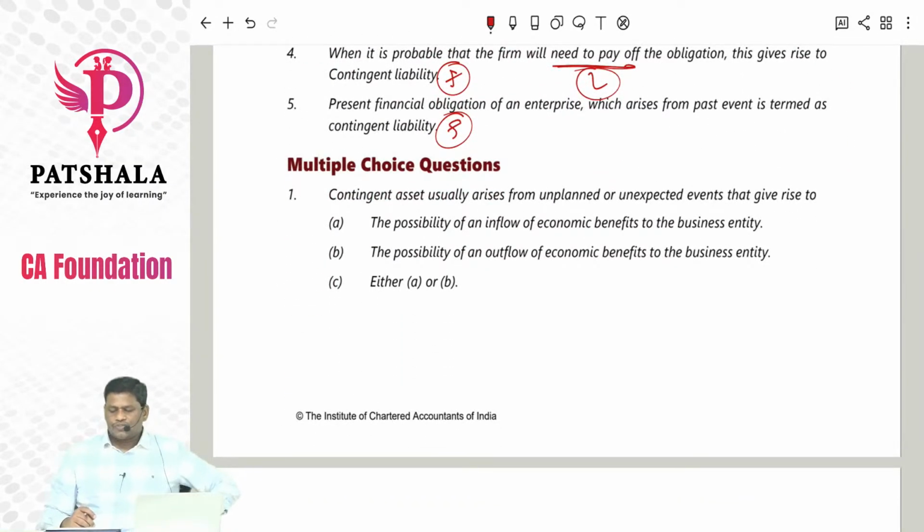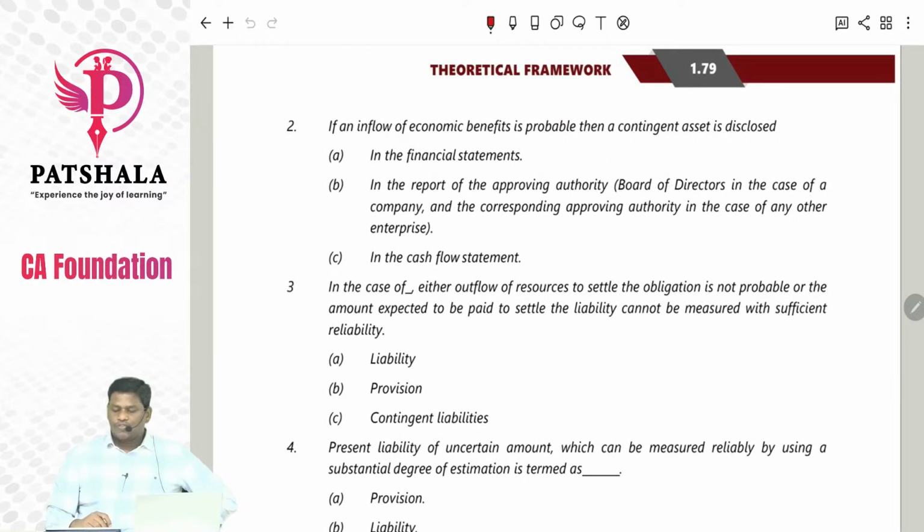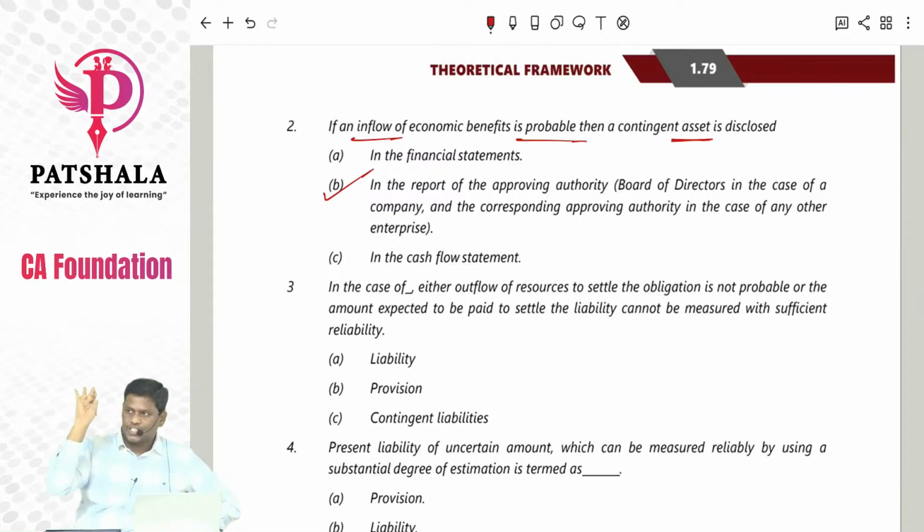Contingent asset usually arises from unplanned and unexpected events that give rise to a possible inflow. Inflow, asset, right? So the answer is A. If an inflow of economic benefits is probable, then a contingent asset is disclosed in the financial statements, report of the approving authority, or cash flow statement? When do we show a contingent asset in the balance sheet? Even though the inflow is probable, only when it is virtually certain does it go to the balance sheet.